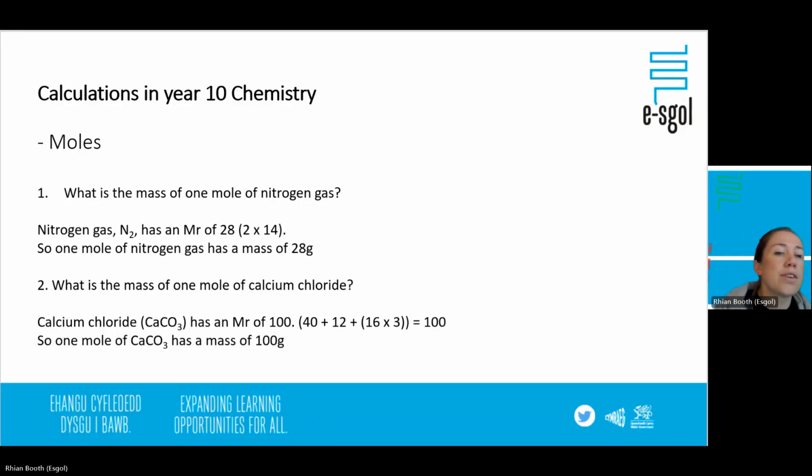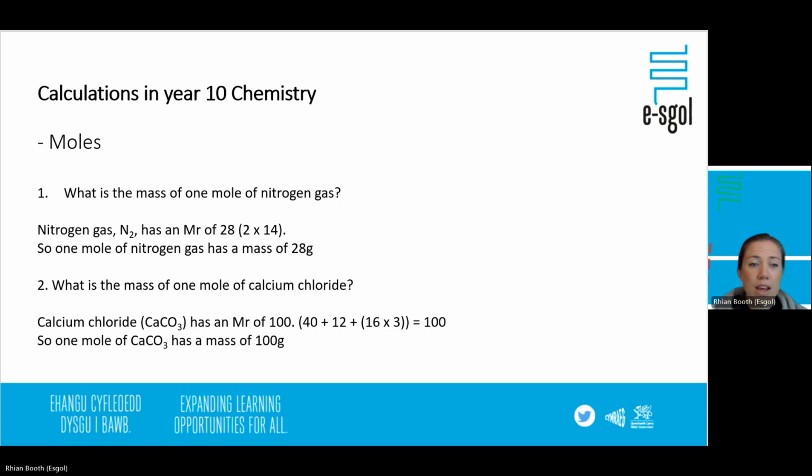Okay, so here we go. Nitrogen gas N2 has an MR of 28. Now that's actually quite tricky, isn't it? Because what we must remember is nitrogen gas is a diatomic molecule, so it would be N2 as opposed to N by itself. So please remember that. The MR, in fact, would be 2 times 14 because there are 2 nitrogen atoms present. So we can say that 1 mole of nitrogen gas has a mass of 28 grams.